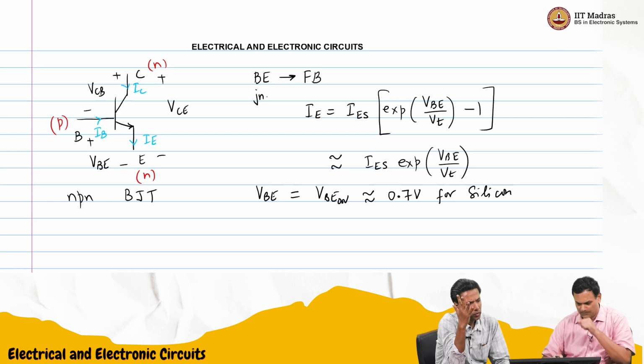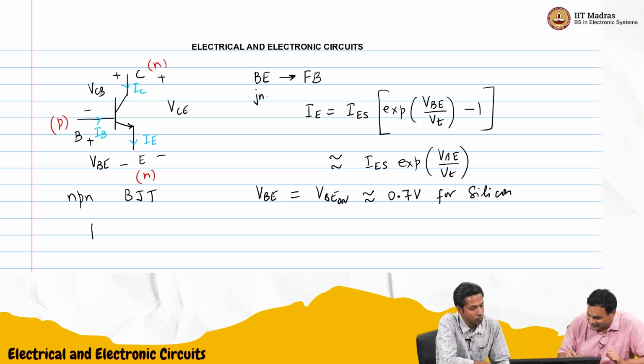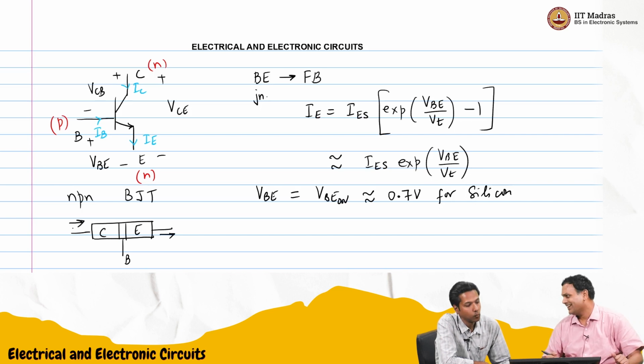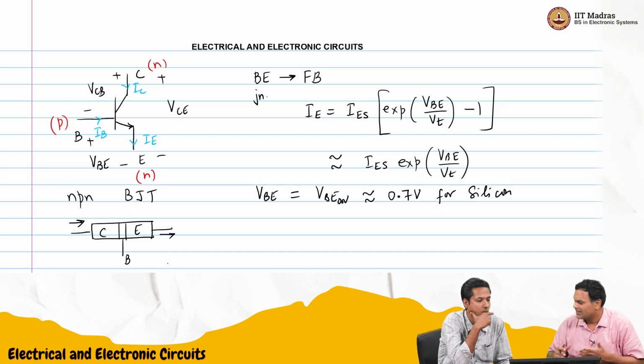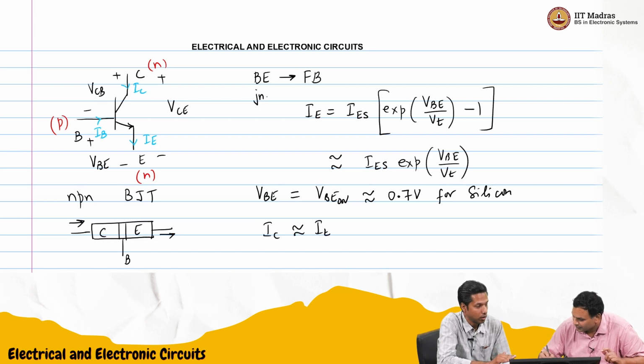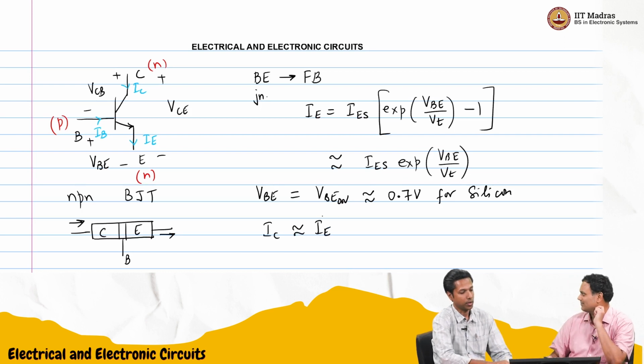And this current will go to where? Collector, mostly, because we said we are going to make the base very thin. So I'll draw it like this, collector and emitter. If there is some current flowing like this, we said we'll make the base thin enough such that the current flows mostly to the collector. So the base current is very small. The collector current is almost equal to the emitter current, but not equal, slightly less.